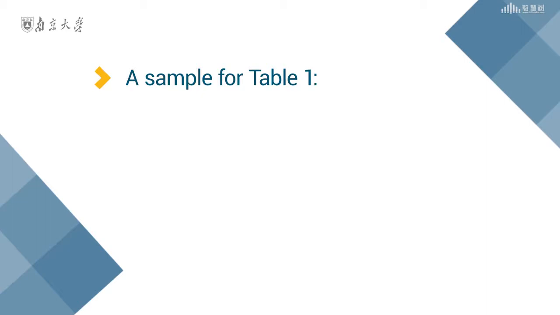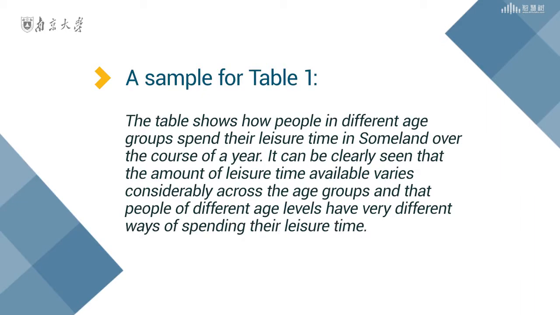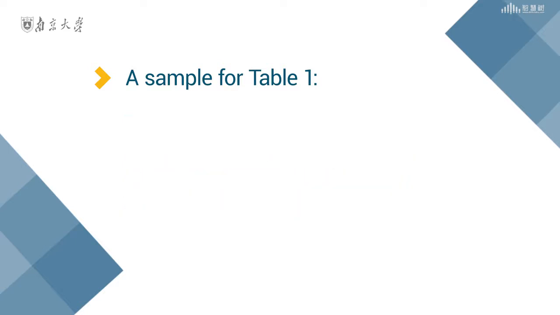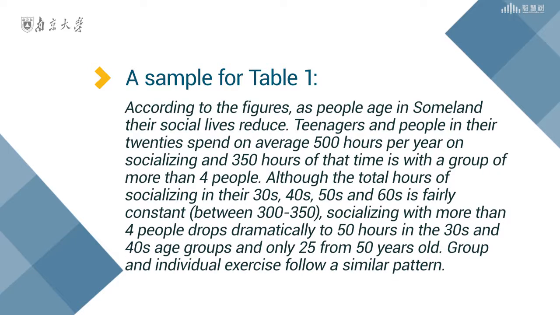Here is a sample. The table shows how people in different age groups spend their leisure time in Summerland over the course of a year. It can be clearly seen that the amount of leisure time available varies considerably across the age groups and that people of different age levels have very different ways of spending their leisure time. According to the figures, as people age in Summerland, their social lives reduce.